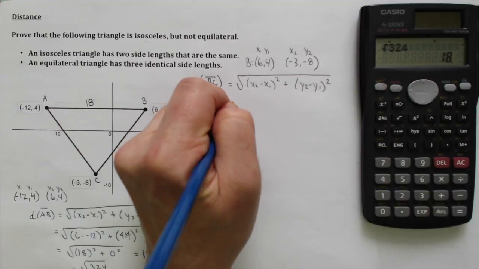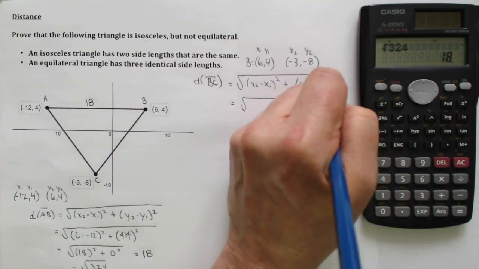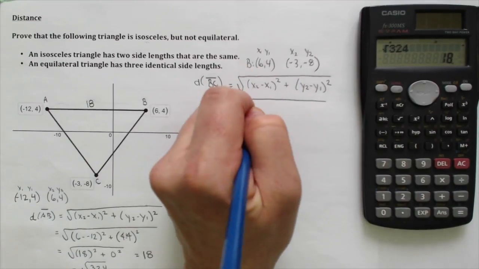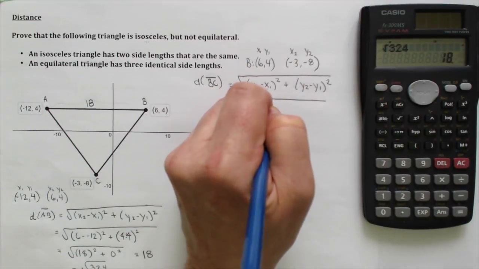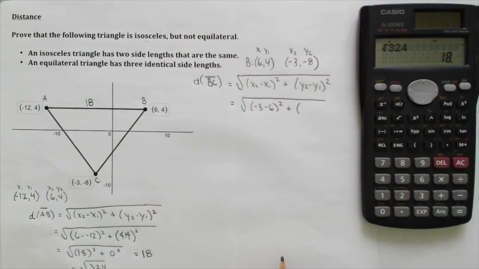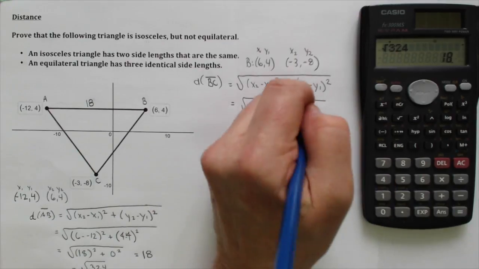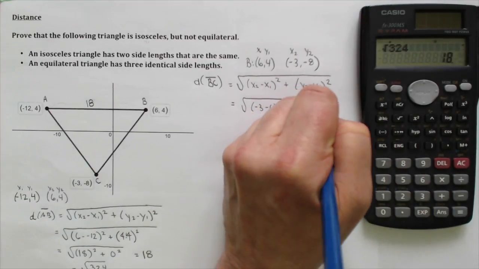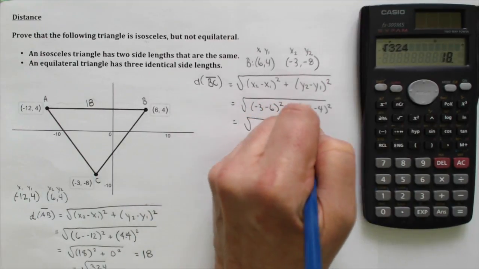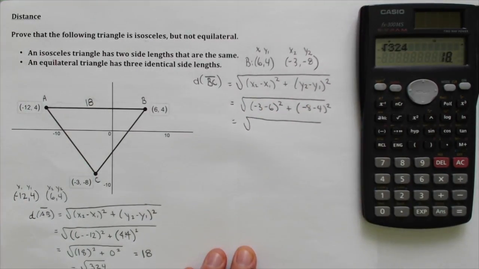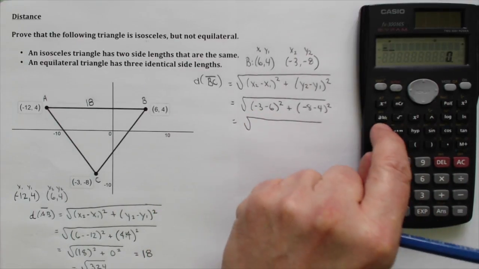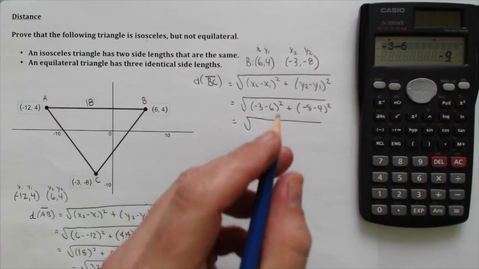And now I'll do my substitution, put in my numbers. So x2, negative 3 minus 6. Open up my brackets: negative 3 minus 6 squared, plus, open my brackets, y2, negative 8 minus 4. Don't get messed up with the negatives here. You saw this in the introductory video just previously. Negative 3 minus 6 is negative 9.